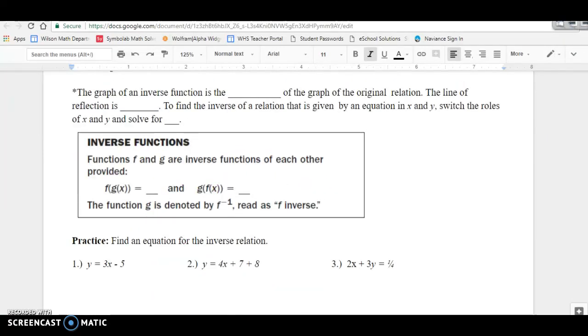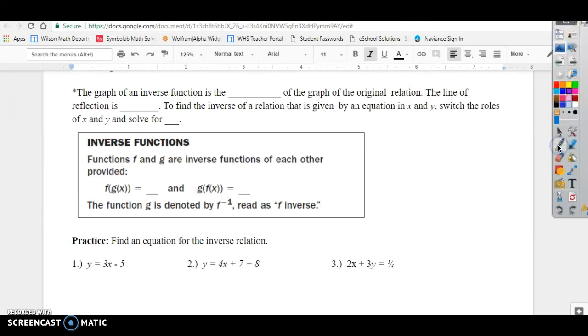Okay, picking up with this definition here, where the asterisk is, yeah, the graph of an inverse function is the reflection of the graph of the original relation. The line of the reflection is y equals x. To find the inverse of a relation that is given by an equation in x and y, switch the roles of x and y and solve for your y value.